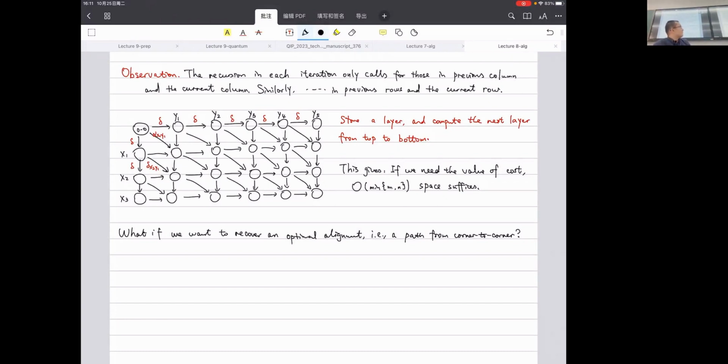And a following question is that this is only computing the values. If we only want an optimal penalty value, we can do this in this space complexity. But what if we want to recover an optimal alignment, basically a path from corner to corner? We want to figure out the best alignment, so it's basically this path-finding problem. So any questions that you have?